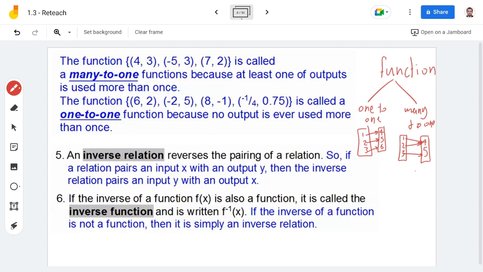Both of these are functions because each domain element has one range element. Each input has one output. So how about the inverse relation, which is the inverse of a function? If the inverse of a function of x is also a function, it is called the inverse of a function and is written f to the power negative 1. The function is always f of x, and its inverse is written as f to the power negative 1 of x.